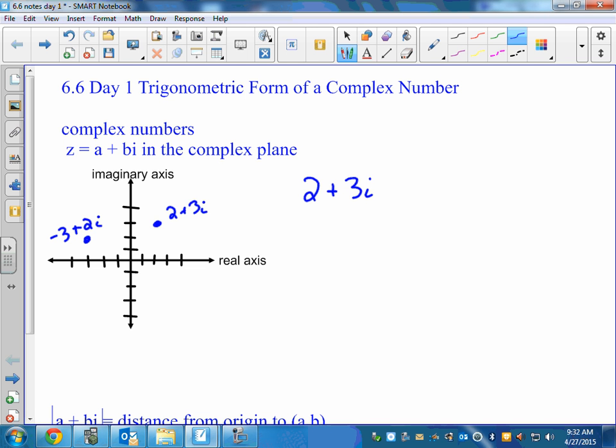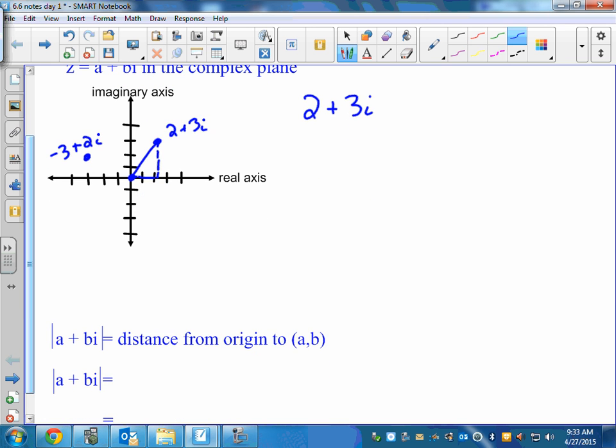What we want to talk about is the distance from the origin to that point. So if I measured from here to here, what do I see? It's a triangle, right? All that trig stuff comes right back to us, except now we're talking about a plus bi instead of a vector, or instead of SOHCAHTOA stuff. But we can say the absolute value of a plus bi is defined as the distance from the origin to that point. Kind of looks like the magnitude that we talked about with vectors, right?